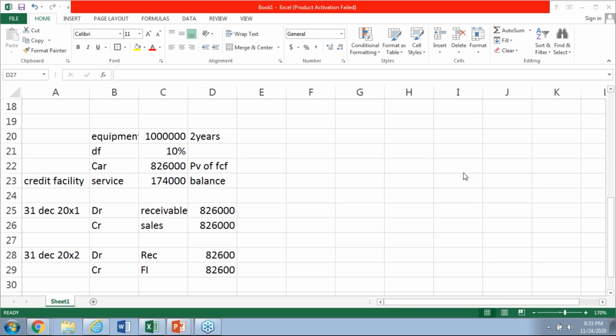Okay, is that clear to all of you? 8,26,446 is actually the rounded figure that I have calculated. Usually, the examiner will give you the discount factor for the calculation. So 8.26.